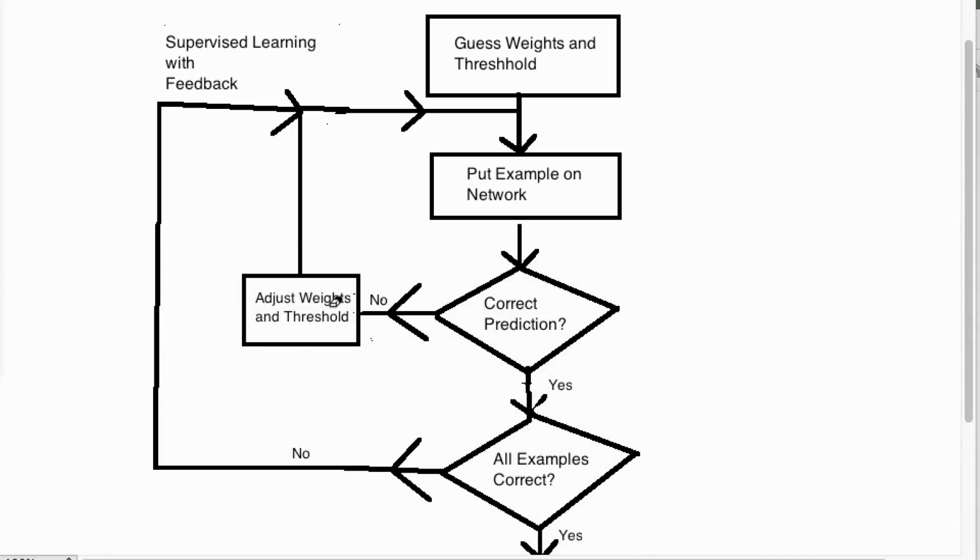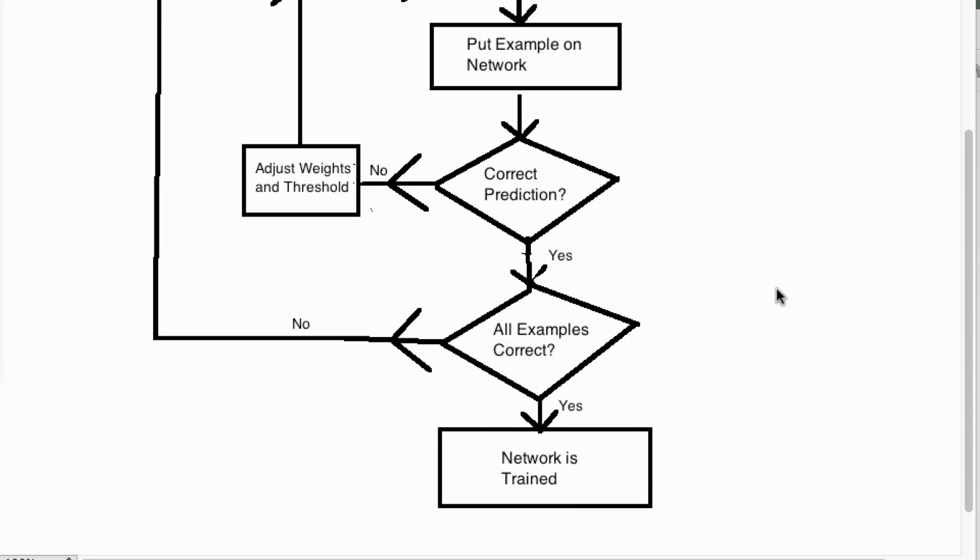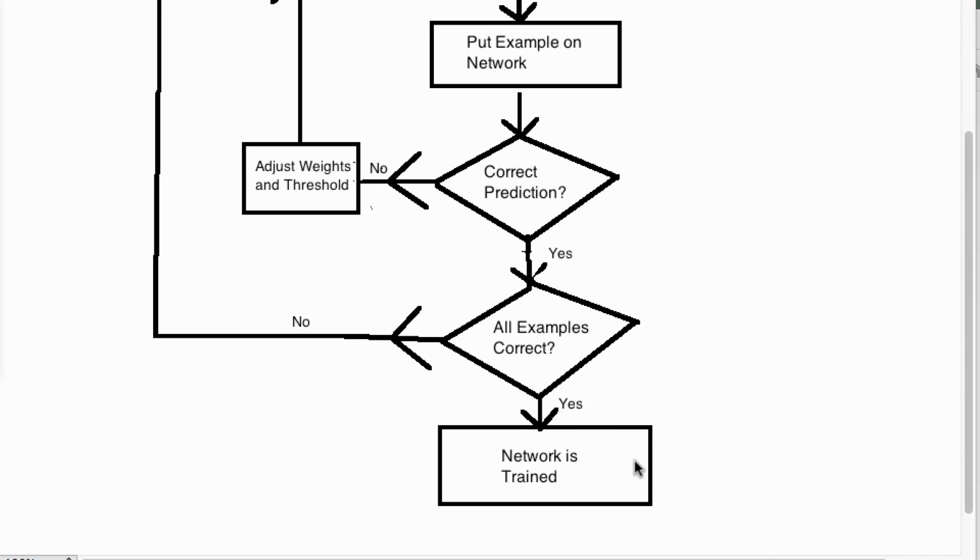So that's basically articulated right over here. We guess the weights and the threshold. We put an example on the network. Was there a correct prediction? If there wasn't a correct prediction, we need to adjust the weights and the threshold, and we put another example on the network. So we keep doing this. Once we have correct predictions, then the question is, are all the examples correct? If the answer is no, then we still have to keep going. Otherwise, we are done, and we would say the network is trained.